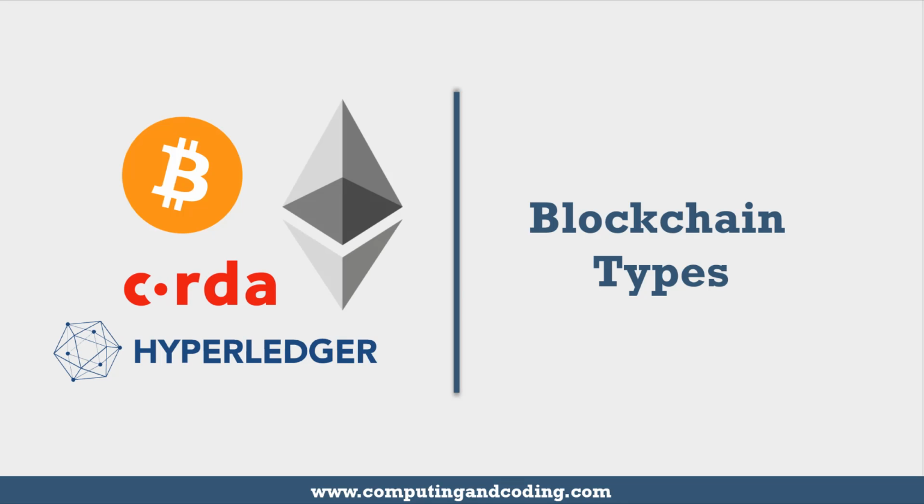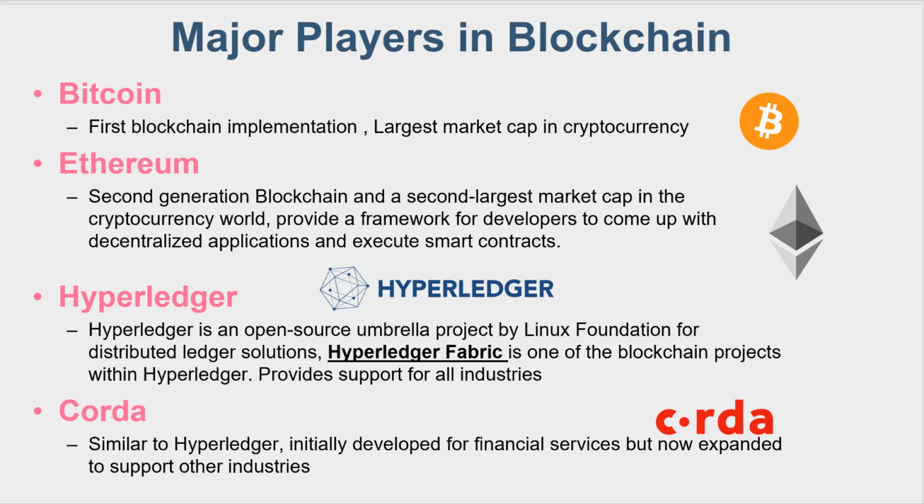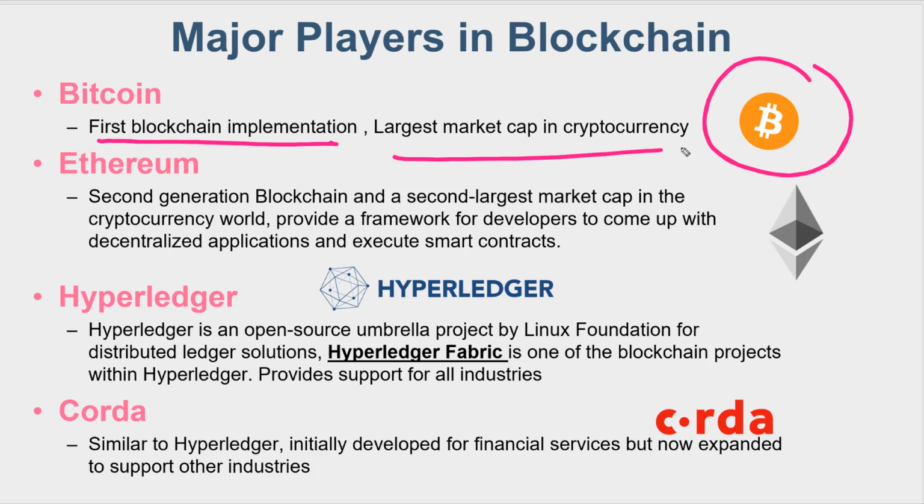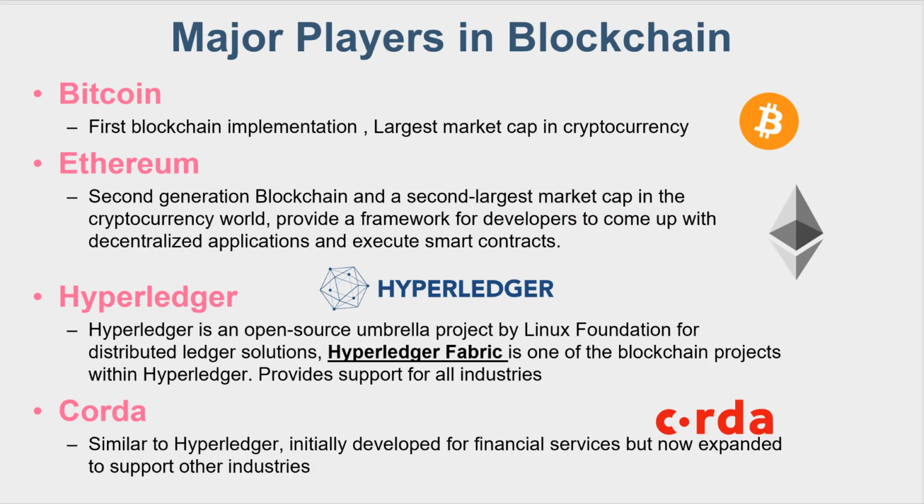Okay, welcome back. In this segment, we will talk about blockchain types. So, major players in the blockchain at this point, I'm pretty sure you will be familiar with Bitcoin. Bitcoin was the first blockchain implementation and has the largest market capital in the cryptocurrency. Ethereum is a second generation blockchain and it has the second largest market capital in the cryptocurrency world. It provides a framework for developers to come up with decentralized applications to execute smart contracts.